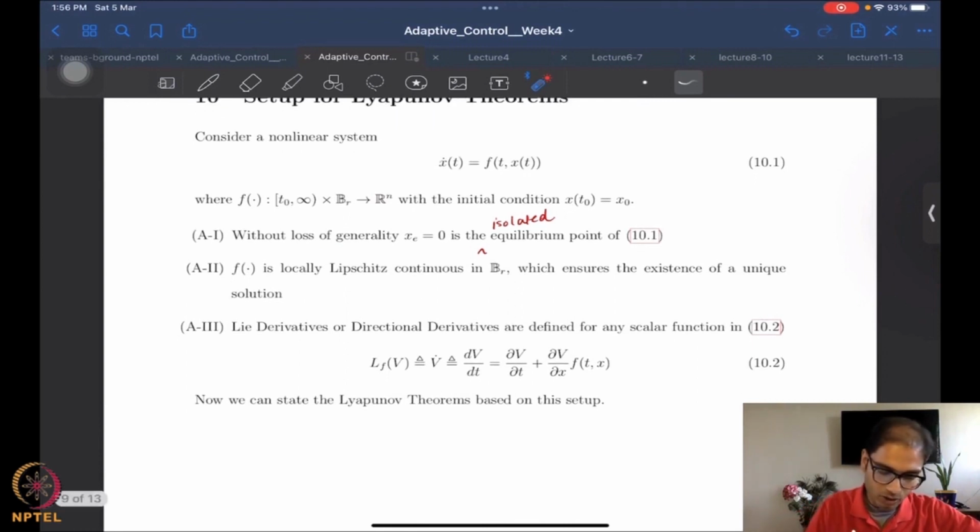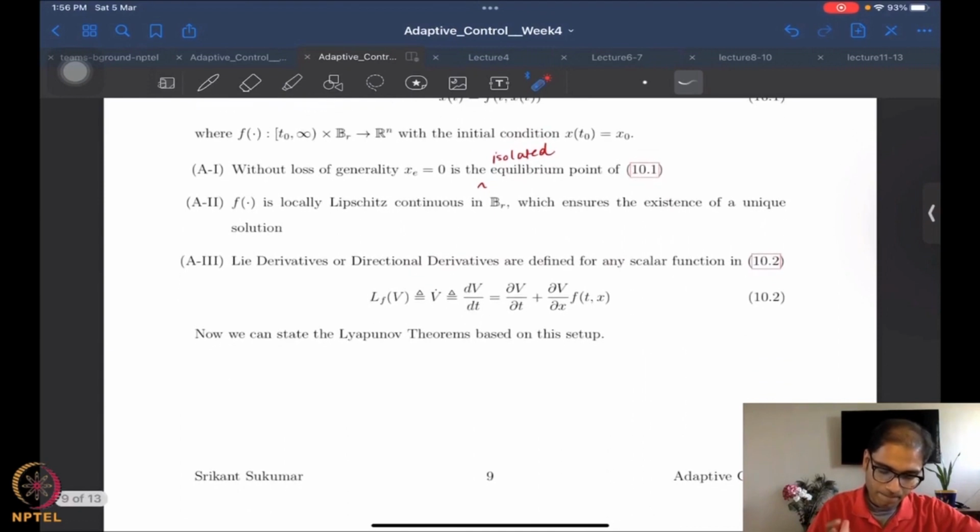f is assumed to be locally Lipschitz continuous in this ball, which therefore ensures the existence of a unique solution, right? Because without existence of a solution, there is no point in even talking about stability, right? If there are no solutions that exist, or no unique solutions that exist, then talking about stability becomes a serious challenge. Yeah. And further, we define v dot using what is called the Lie derivative or the directional derivative.